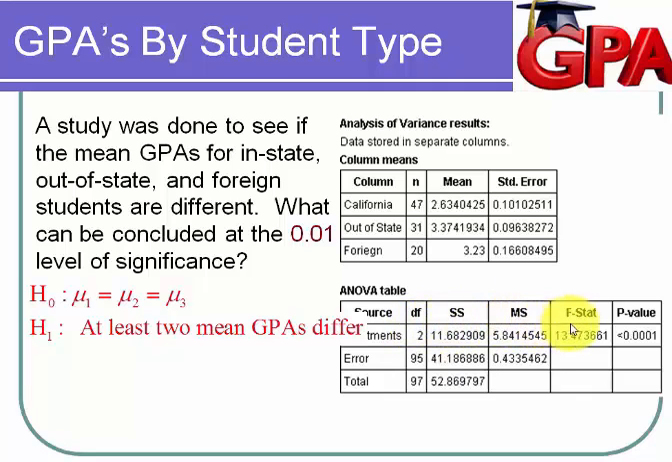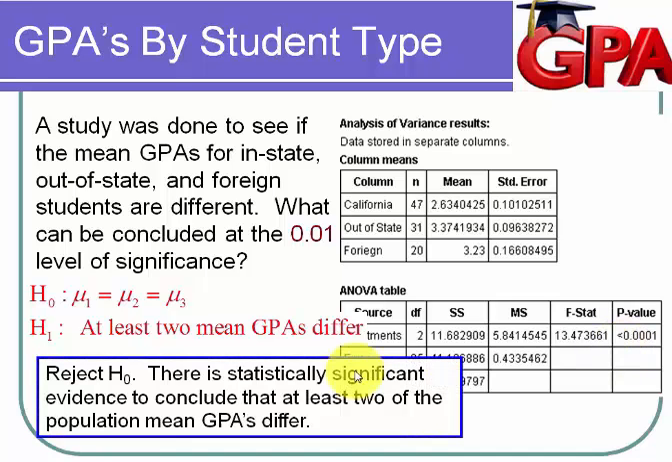SS, MS. F statistic, that's our test statistic, is 13.47. And then the most important number of this entire course is always the p-value. And here the computer says less than 0.0001. So that's a tiny p-value. And when we have a tiny p-value, we can state our conclusion and say that there is statistically significant evidence to conclude that at least 2 of the population mean GPAs differ.